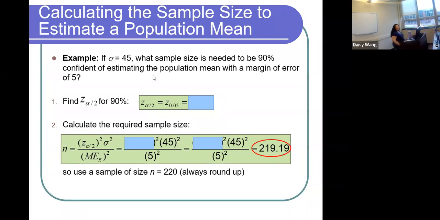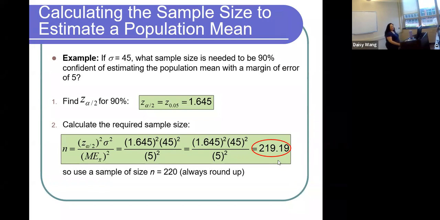For example, if sigma is 45, what sample size should we have to be 90% confident when we try to estimate the population mean with a margin of error of 5? Okay, so Z for 90% is what? 1.645, right? The required sample size will be 1.645 squared times sigma squared divided by margin of error squared. The sample size should be, we have to round it up to 20. Okay, let's just calculate it backward.